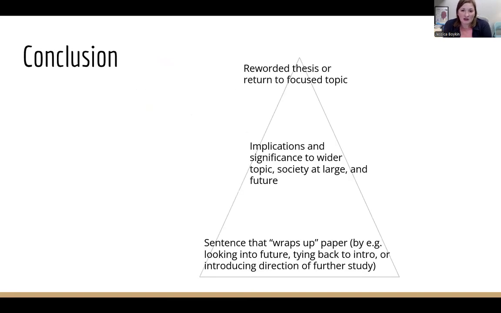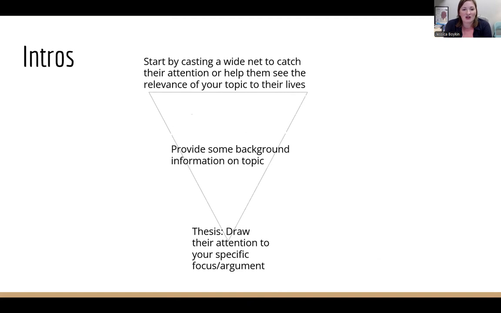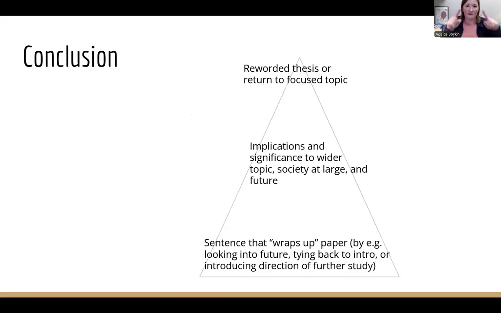Now, I want to talk about the conclusion. Your conclusion is going to be structured almost exactly the opposite of your introduction. I forgot to mention this, but when we look at the introduction, we're going from as broad as possible with that hook or that net, and then you're getting to your specific argument with the thesis statement. Now, with a conclusion, we're going to be as specific as possible to start, and then you're broadening out.